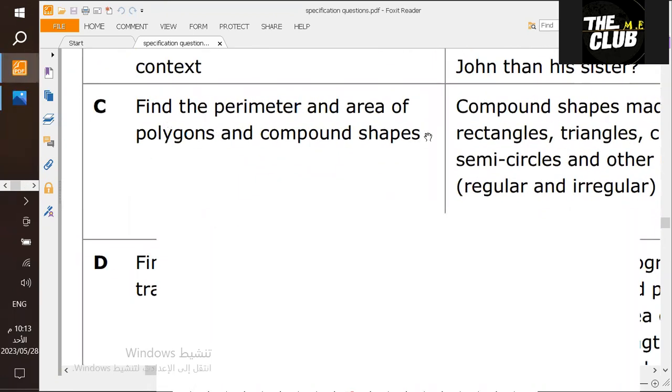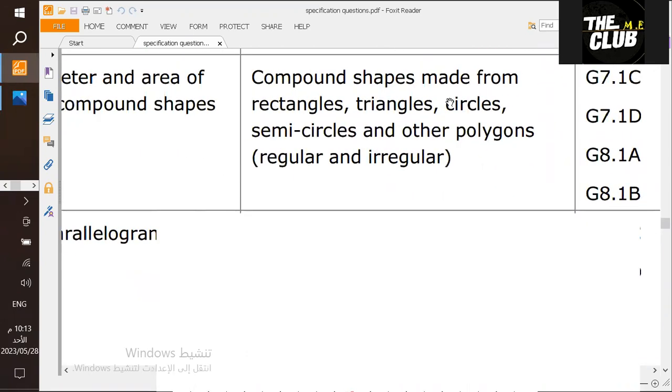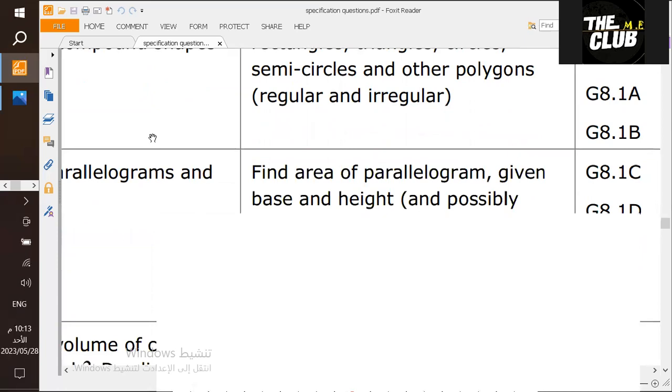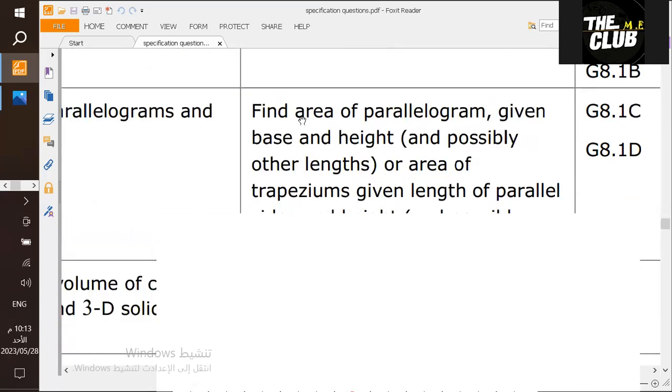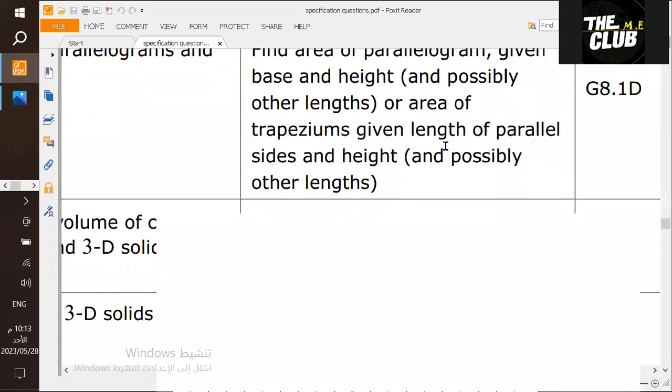So finding the perimeter and area of these shapes is important. So you need to know how to deal with them. Because they can bring you questions like these here. They involve drawings and stuff, but they are coming in the IGs. Finding area of parallelogram, base and height, trapezium. So you need to know the area and perimeter rules of all the shapes.